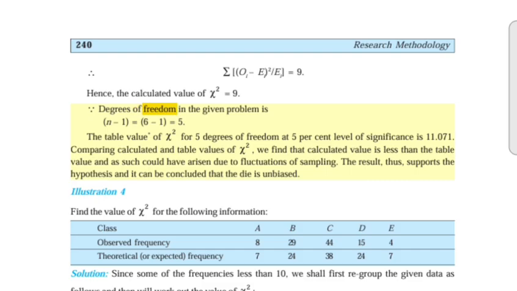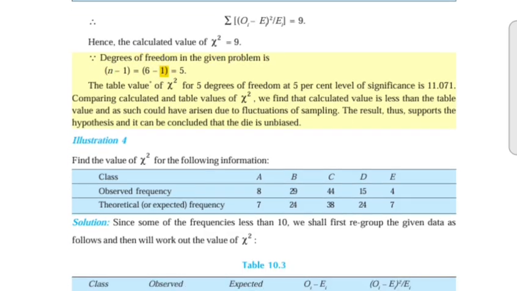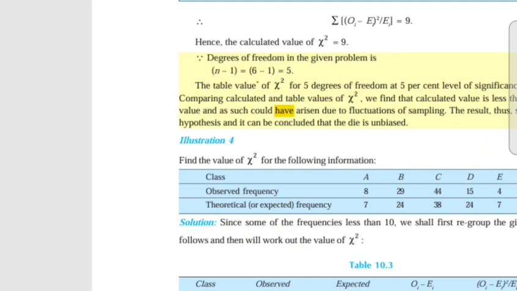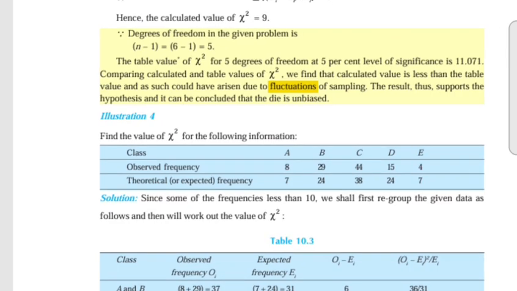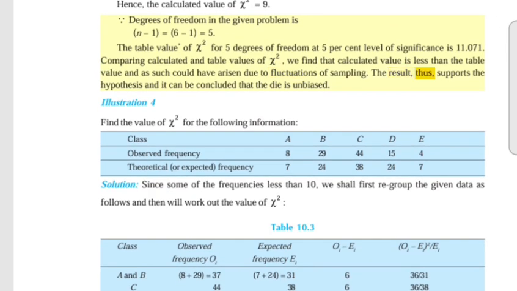The degrees of freedom in the given problem is n minus 1 equals 6 minus 1 equals 5. The table value of chi2 for 5 degrees of freedom at 5% level of significance is 11.071. Comparing calculated and table values of chi2, we find that the calculated value is less than the table value and as such could have arisen due to fluctuations of sampling. The result, thus, supports the hypothesis and it can be concluded that the dice is unbiased.